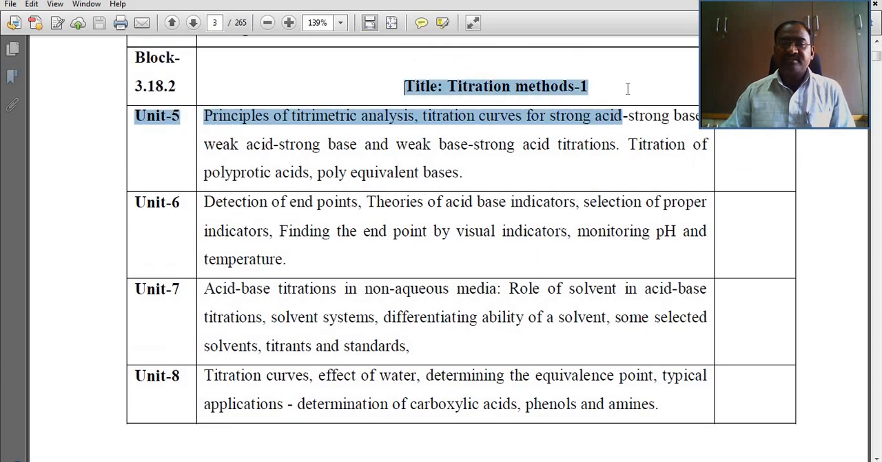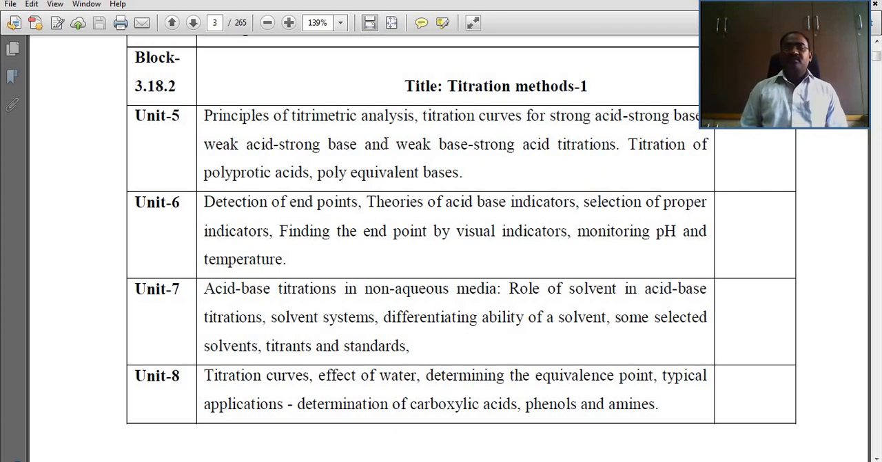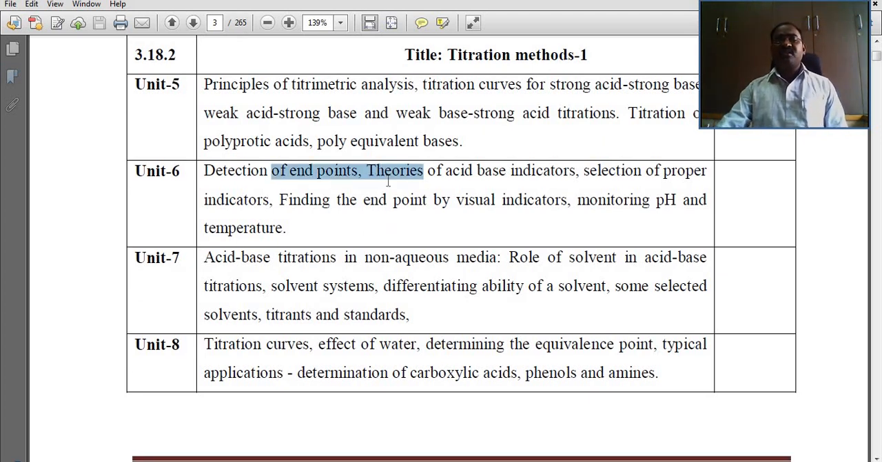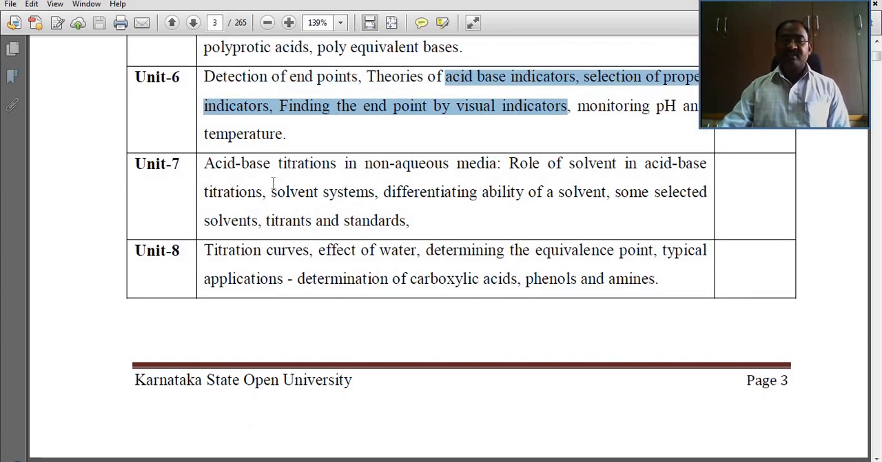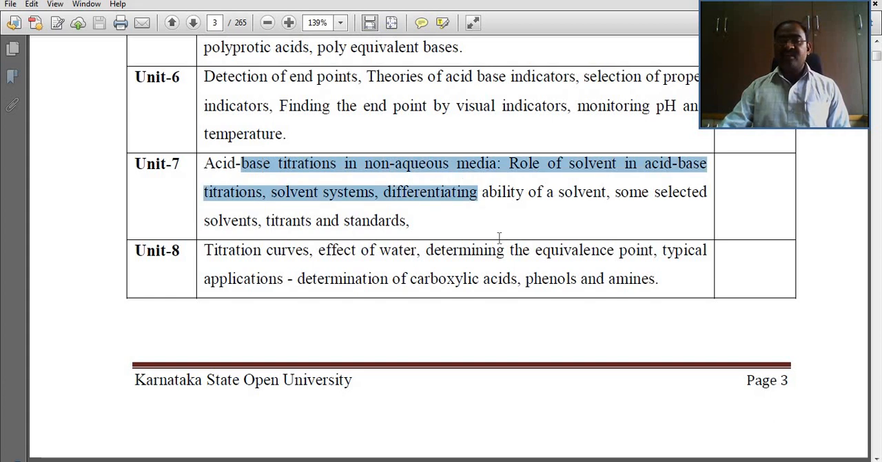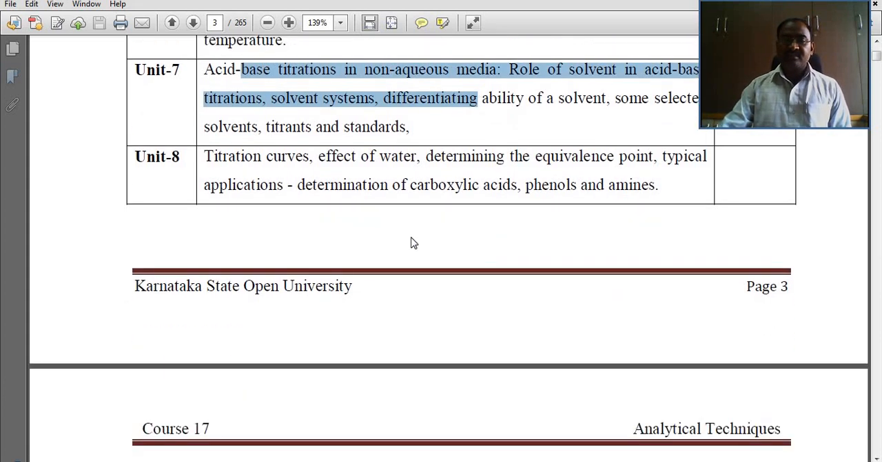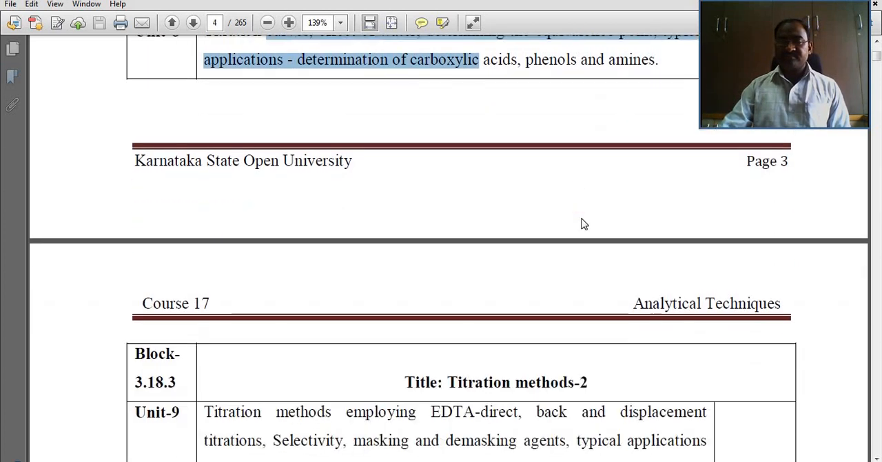The second block is titrations method. Under that: what is titration, the principles of titrimetric analysis, titration curves for strong acid and base, weak acid and strong base, detection of endpoint, theories of acid-base indicators, acid-base titrations in non-aqueous media, titration curve, effect of water.